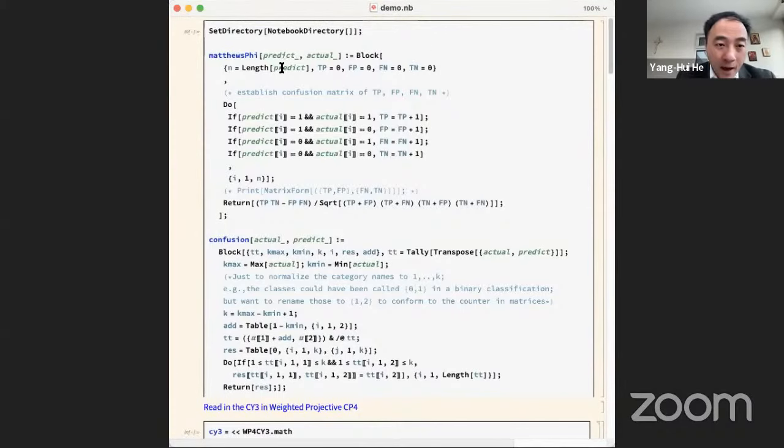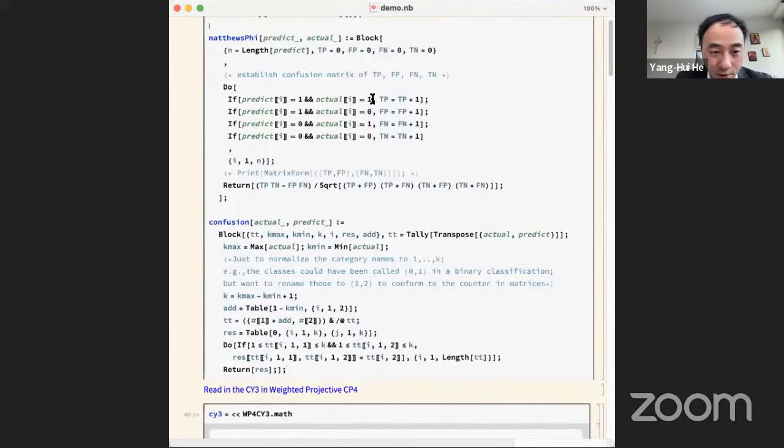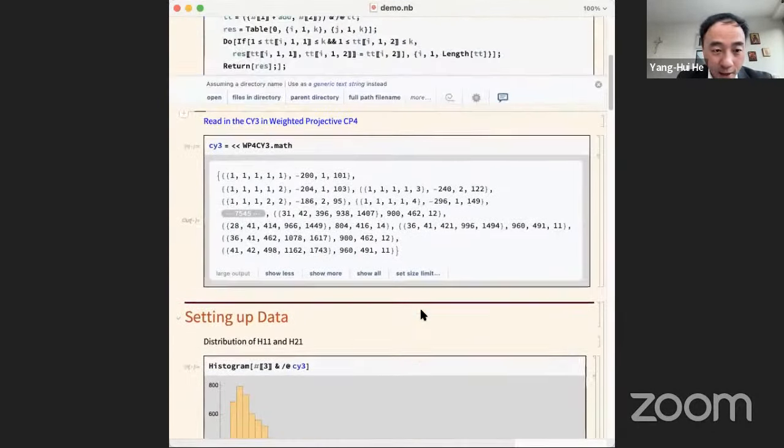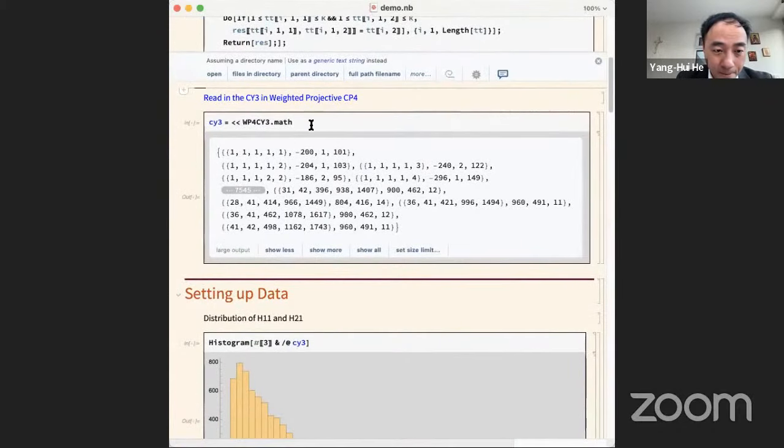So here I'm defining the Matthews coefficient. I'm defining the confusion matrix. These are built into classifiers, but it's simple enough to code up. It's just half a page of code, and that's okay. This is just to define some of the parameters that we will actually use. Okay, so here is the meat of the project.